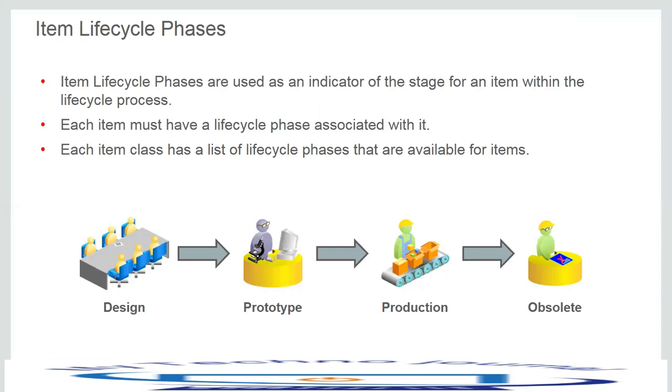So Fusion applications provide production as a predefined item class phase that can be assigned to any item class. So in case the organization or the business needs an additional item lifecycle phase, we could go ahead and create an additional lifecycle phase and associate it to an item class.